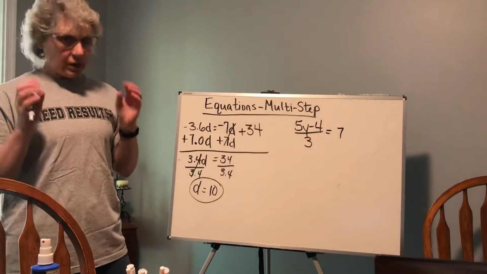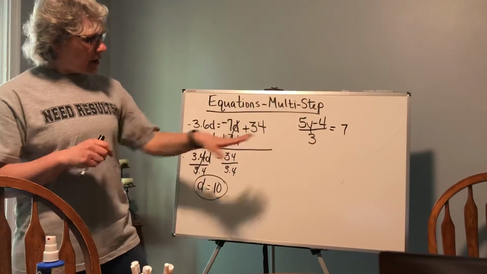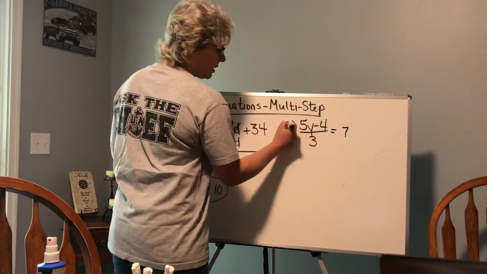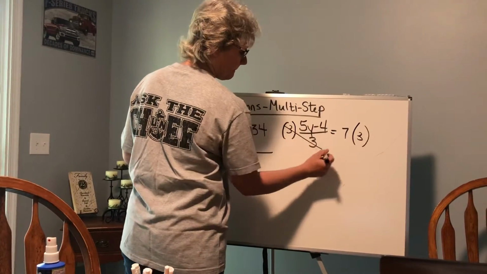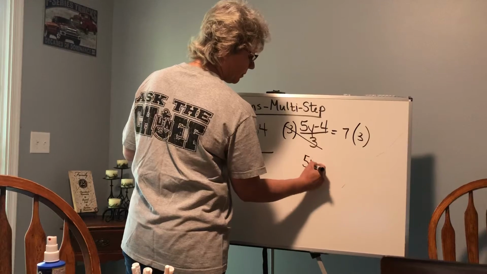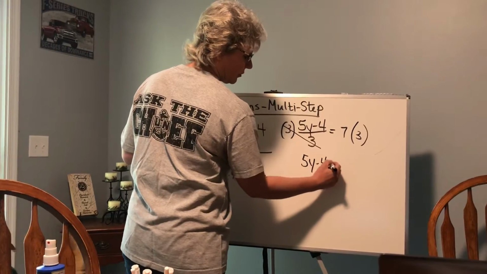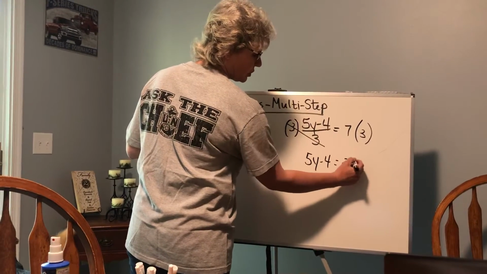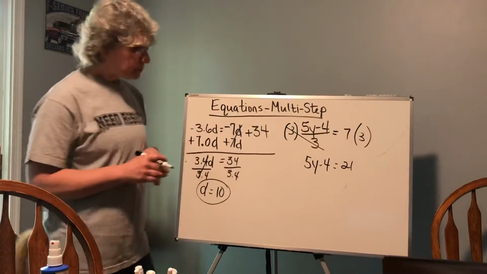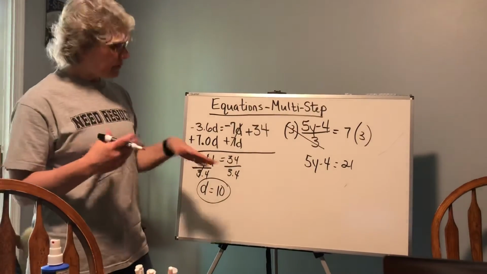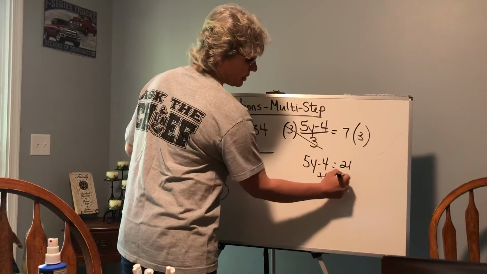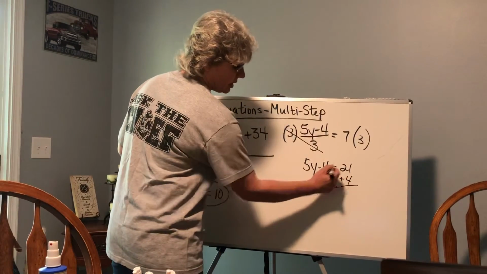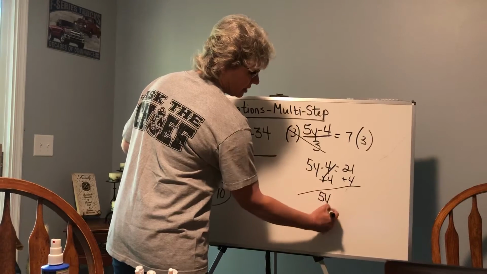I want to get, again, that y by itself by multiplying each side of my equation by 3, bringing down my 5y minus 4 equals 21 because I multiplied here. Continuing to isolate that variable, get that 4 out of there, my constant. Notice how I'm using my vocabulary every time. Let's talk math.